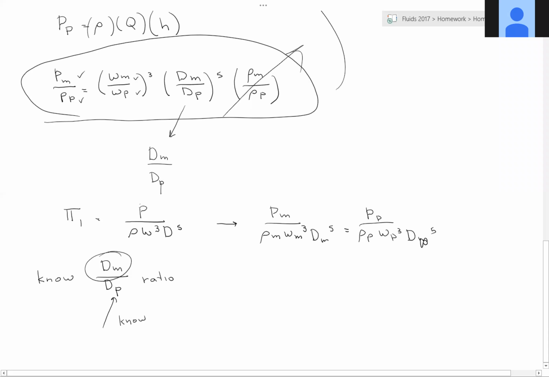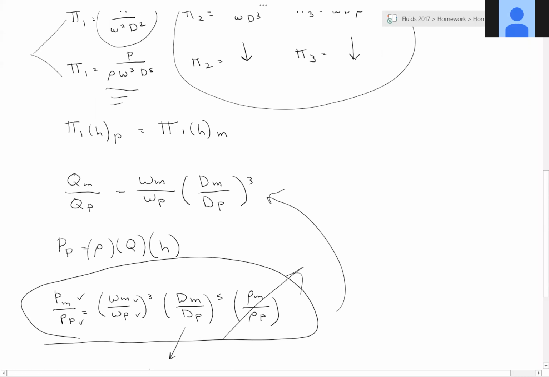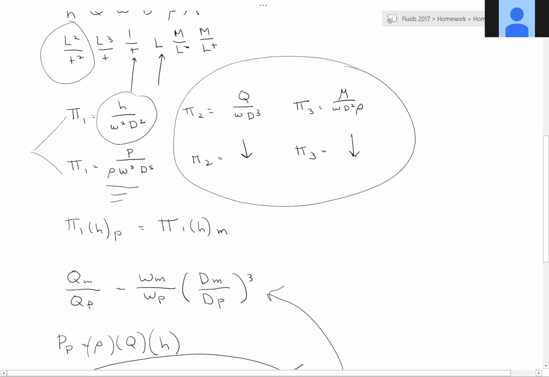So is it from the second pi group? We'll go back. Remember, we have two separate variables. So it is the first pi group of the second variable, power. So we had 2 pi 1s, 2 pi 2s, and 2 pi 3s.